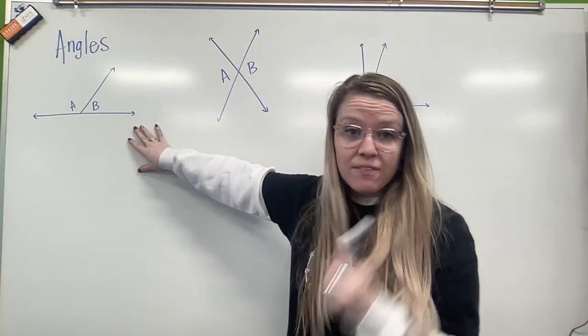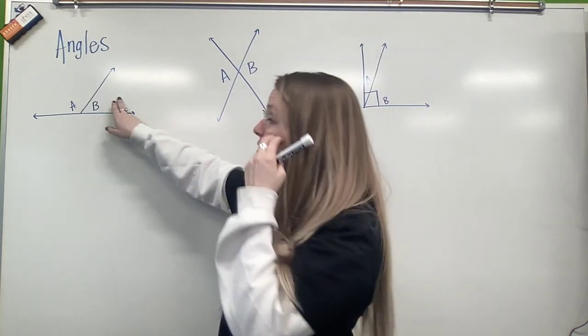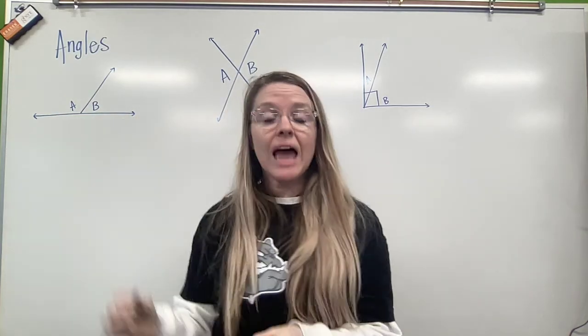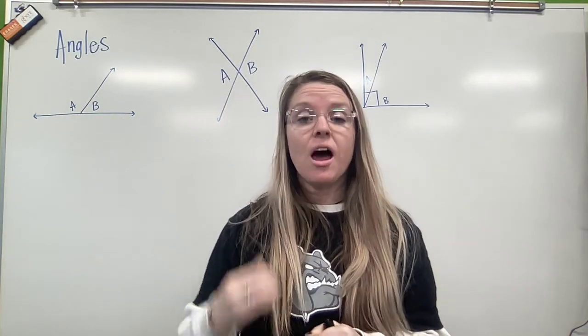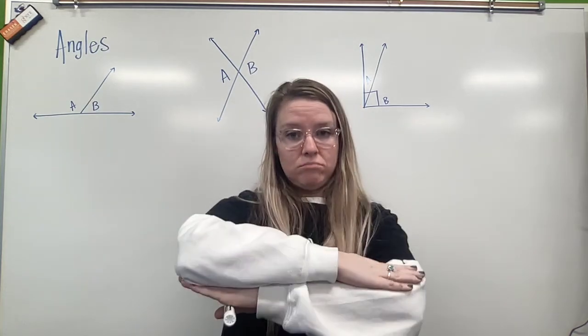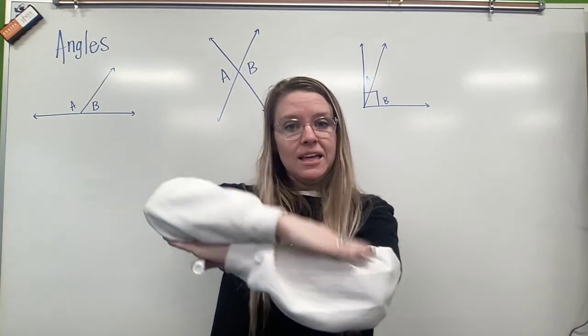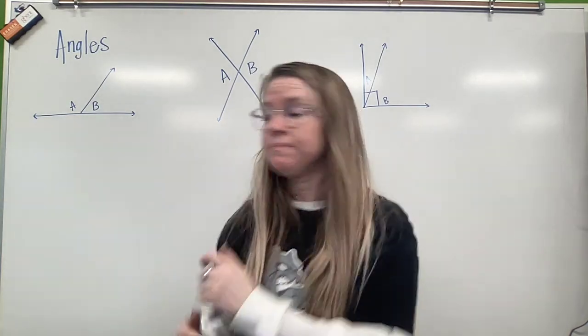So my first set of angles here, I have two angles, and when I add them together, they create this line. A line has an angle measure of 180 degrees. Okay, it goes like this. Flat line, that's a 180 degree rotation.